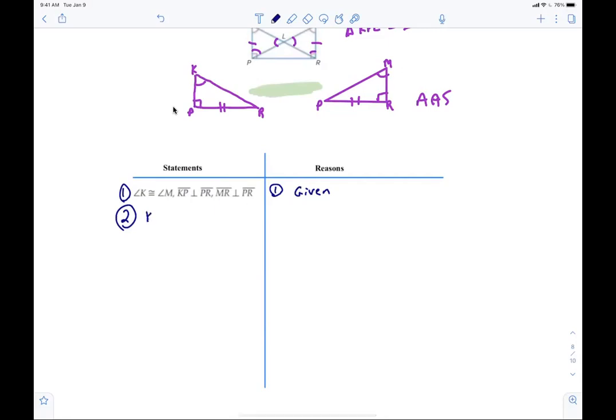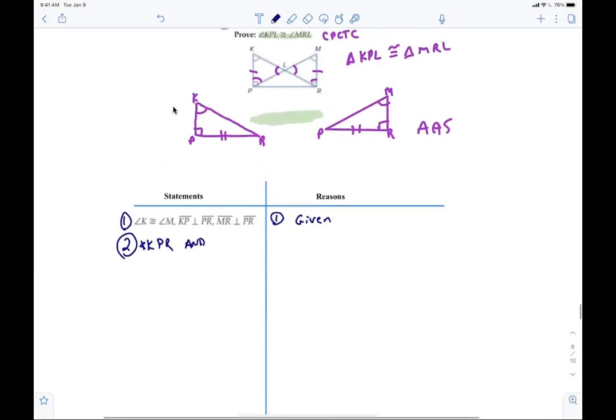angle KPR and angle MRP are what? Right angles. And that's the definition of perpendicular, right? Definition of perpendicular, again, just says perpendicular lines form four right angles, correct? Perpendicular lines form four right angles.